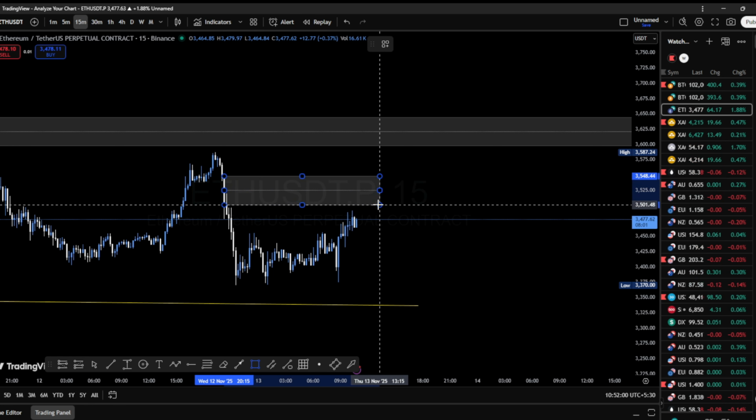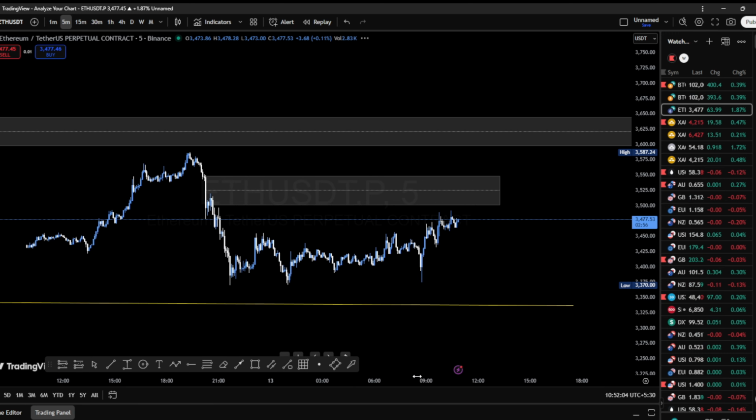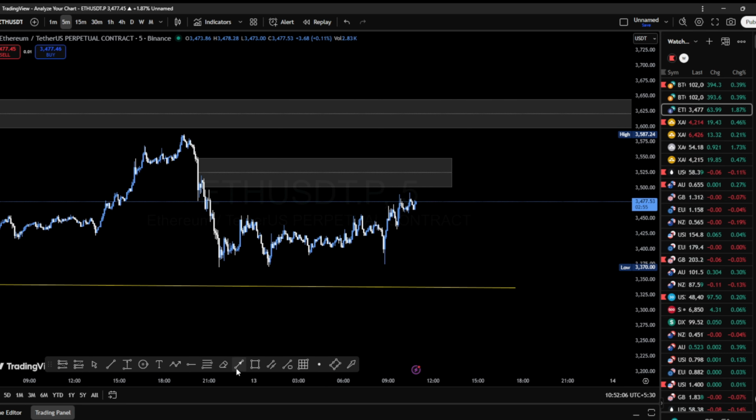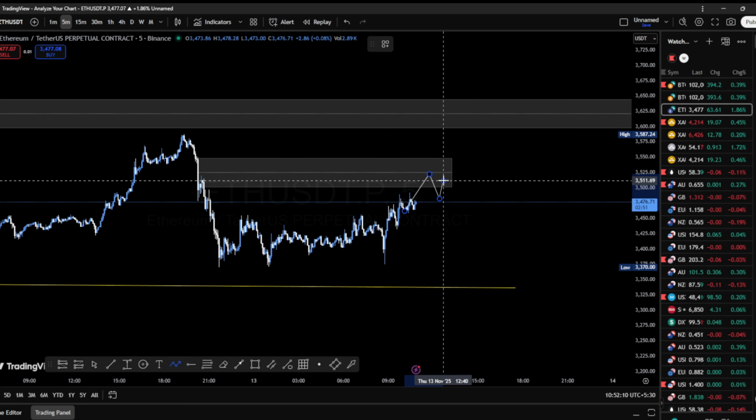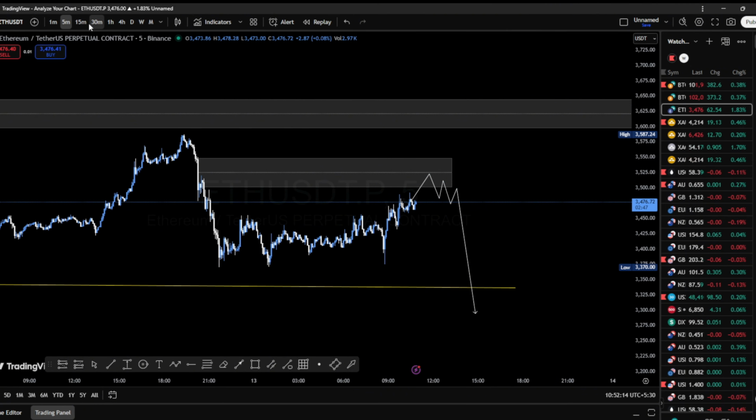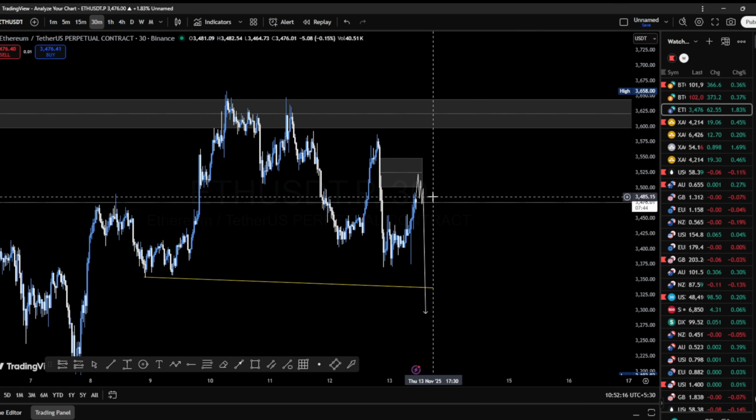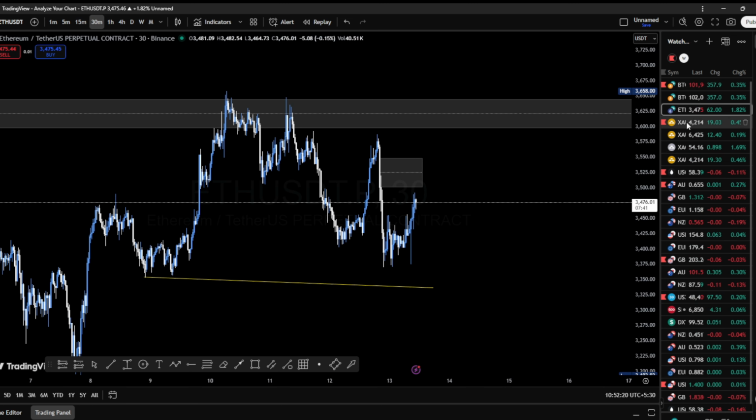If it retraces to a demand zone in the lower time frame, then go upside. If you can't capture these zones, then go downside from here with a lower highs formation, and hunt all these liquidities on the downside. This is for Ethereum right now, like BTC.